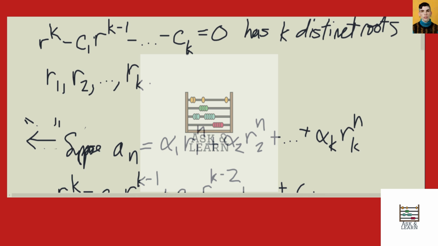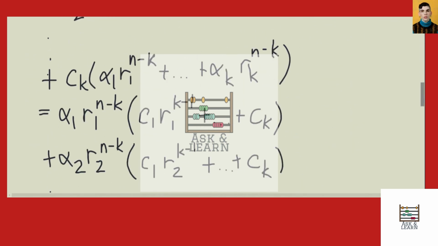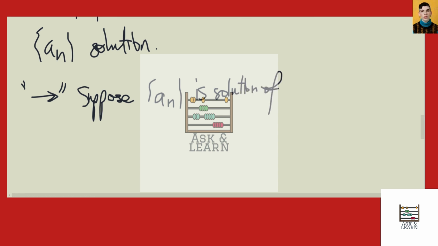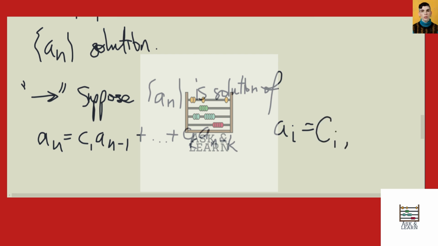Now I want to prove from left to right. And to do this, suppose that an is a solution of the recurrence relation an equals c1 an minus 1 all the way out to ck an minus k, with initial conditions ai equals ci, where i ranges from 0 up to k minus 1.